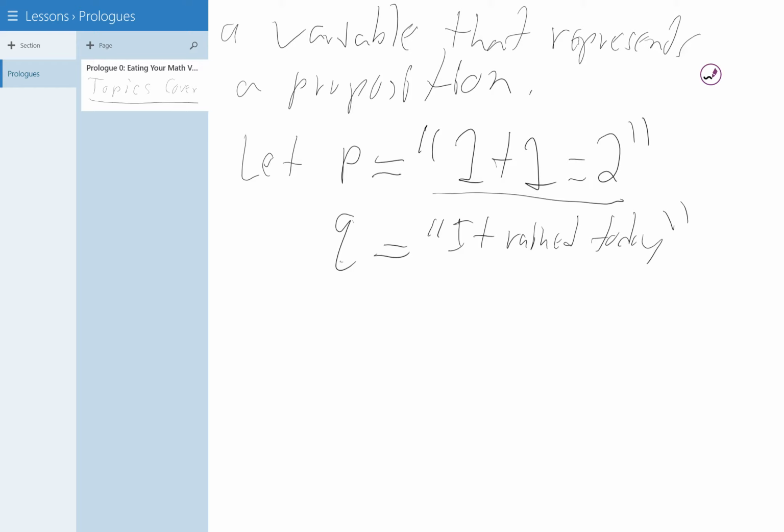So what does that mean? It means, how do we combine these together to make more complex statements? For example, what if we want to say 1 plus 1 equals 2 and it rained today? Or 1 plus 1 equals 2 or it rained today. It's a little weird. So a better example would be 1 plus 1 equals 2 or 2 plus 2 equals 4 or something like that. Or it rained today or it didn't rain today. Oh, that would be interesting.